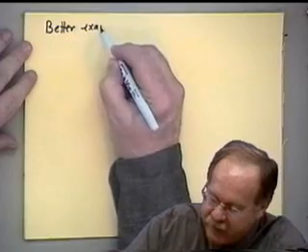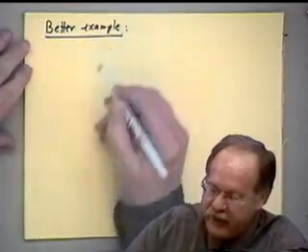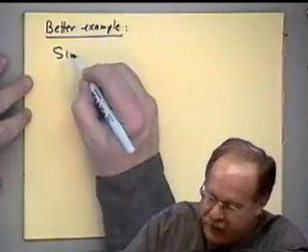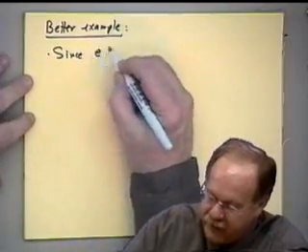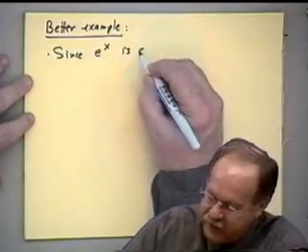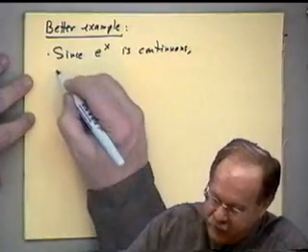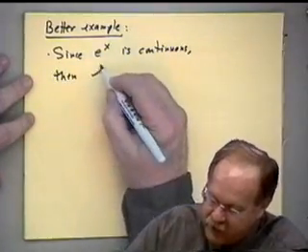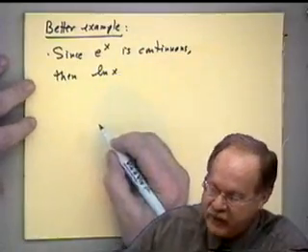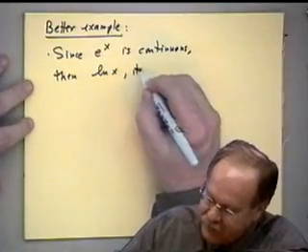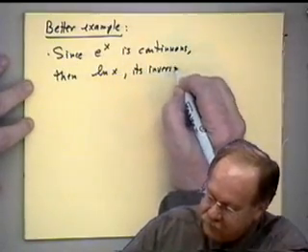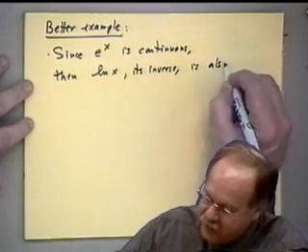A better example of this is to use inverse functions that everybody knows. Here is the statement we can make here. Since e to the x is continuous, we'll think of e to the x as our original function here, then its inverse function, which we know is the natural log of x, its inverse, is also continuous.